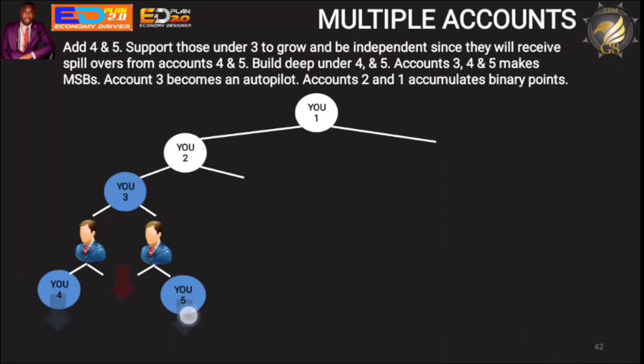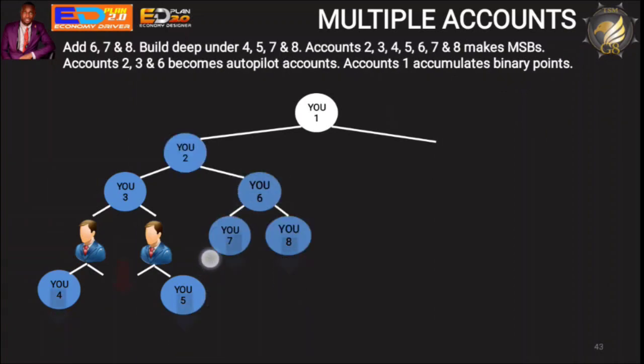Now, the next thing that is going to happen is that you are now going to make money under account 5, 3, and 4, and you will take that money and add account 6 and 7 and account 8. And then you add account 6, 7, and account 8, building under account 4, 5, 7, and 8. So you build under account 4, build under account 5, build under account 7, and you build account 8, okay? And then you get that account 2, 3, 4, 5, 6, 7, and 8 makes match sales bonus. So let's go: account 2, 3, 4, account 5, account 6, and account 7, and account 8.